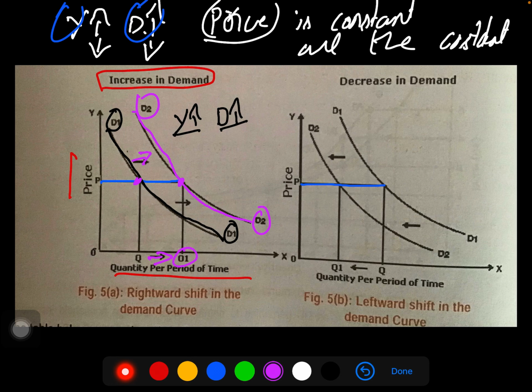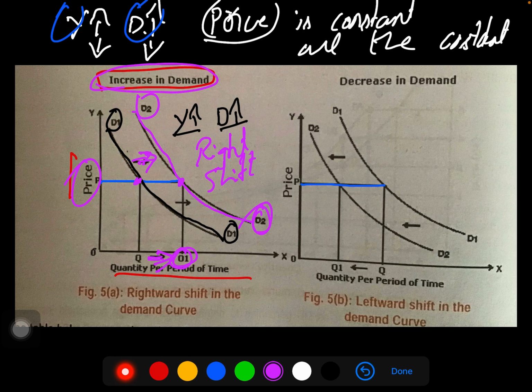Whenever we move towards the right side, the curve is going to move towards the right side. Not only move, you can say it as a shift. If the curve is shifting towards the right, that means it is increasing. Price remained constant, quantity is increasing, because it's shifting towards the right side. The demand curve is also moving towards the right side, so demand is also going to increase. The new demand curve that we have got is D2. So the demand curve shifting towards the right side means an increase in demand.